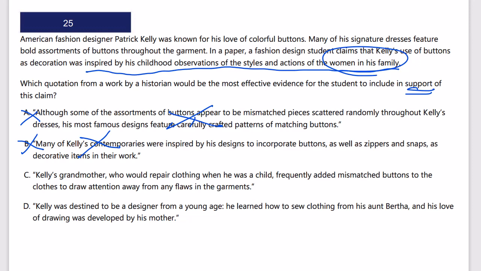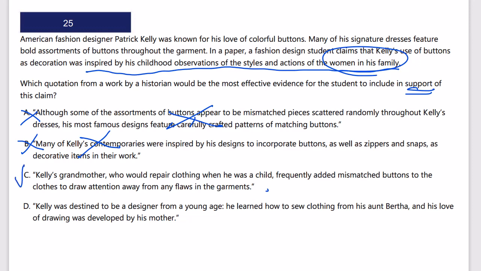Kelly's grandmother, okay, now we're talking family here, this looks good, who would repair clothing when he was a child, frequently added mismatched buttons to the clothes to draw attention away from flaws in the garments. Yes, that could have inspired him. So I'm going to hold on to that answer.